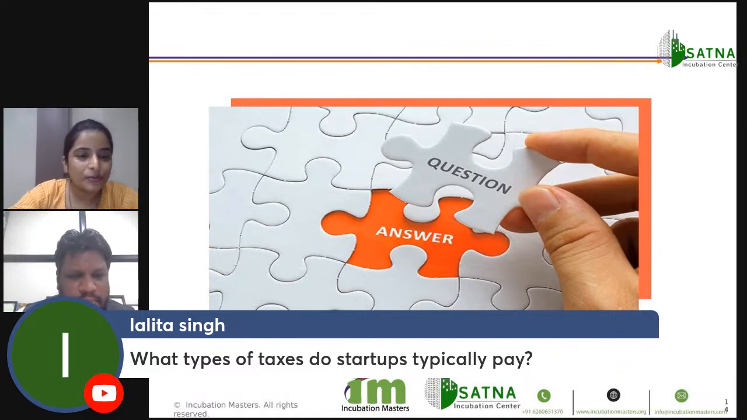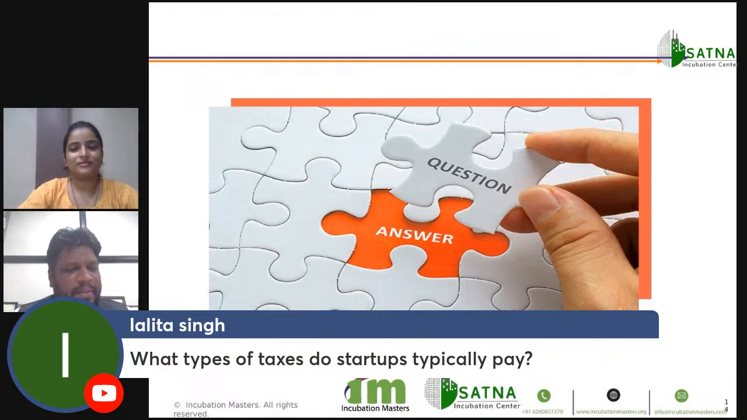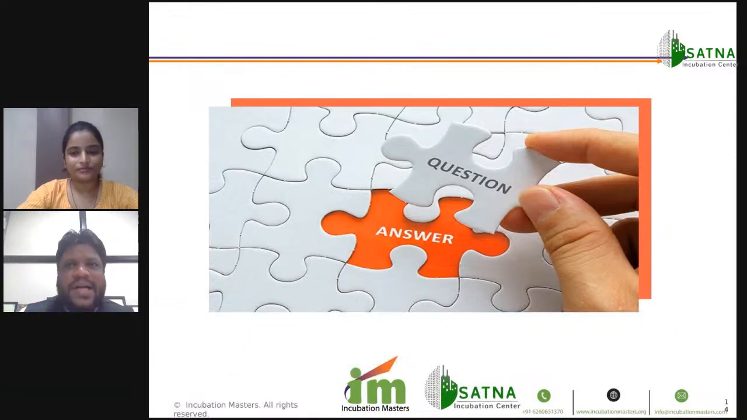We have one question from Miss Lalita: what type of taxes do startups typically pay? If we count, there are three taxes I can say. One is GST. The limit for registration under GST is 40 lakhs, but most startups are registering themselves under GST. And if you are registered under GST, then definitely you have to collect the GST and pay it to the government.